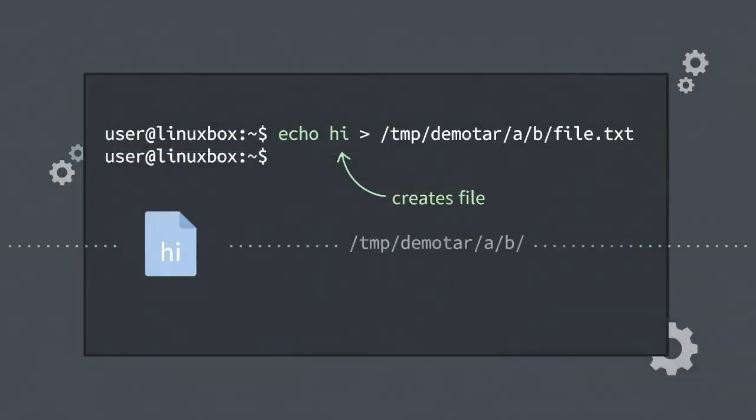Next, you populate that deepest directory with a sample file using echo hi > /tmp/demotar/a/b/file.txt. The echo command writes the single word hi into a brand new file called file.txt, and the redirect operator > creates the file if it does not already exist.